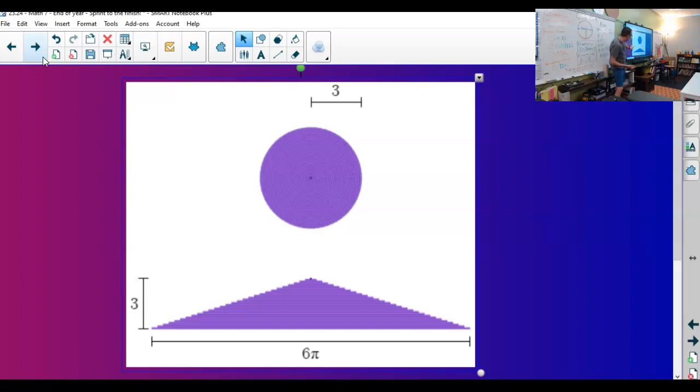But where did this height come from? Where did the height of the triangle come from? They tell us it's 3. Where did that come from? Sophia? It's from the bottom of the circle to the middle. That is our radius, right? So that height came from our radius.